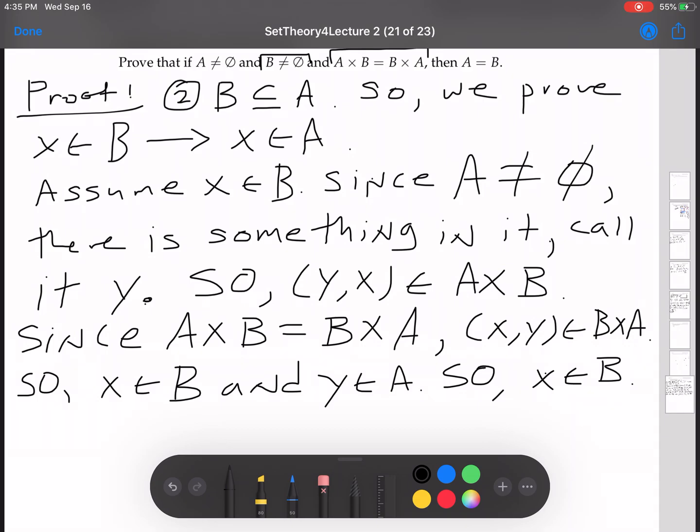So yx is in A cross B. Let's see, x was in B, so that makes sense, and y is in A, so that's right there. So then now xy is in B cross A. Let's see, y was in A, okay, so then these change here. x is in B, so now x is in A.